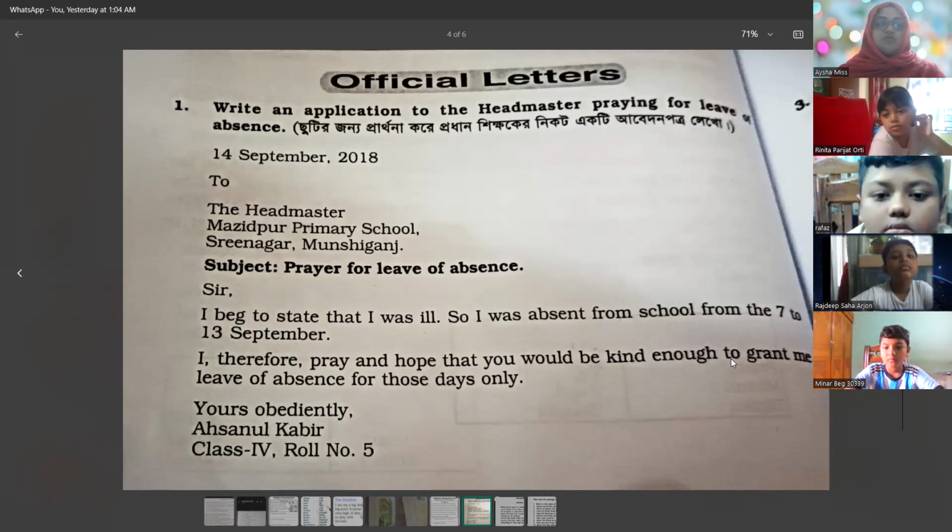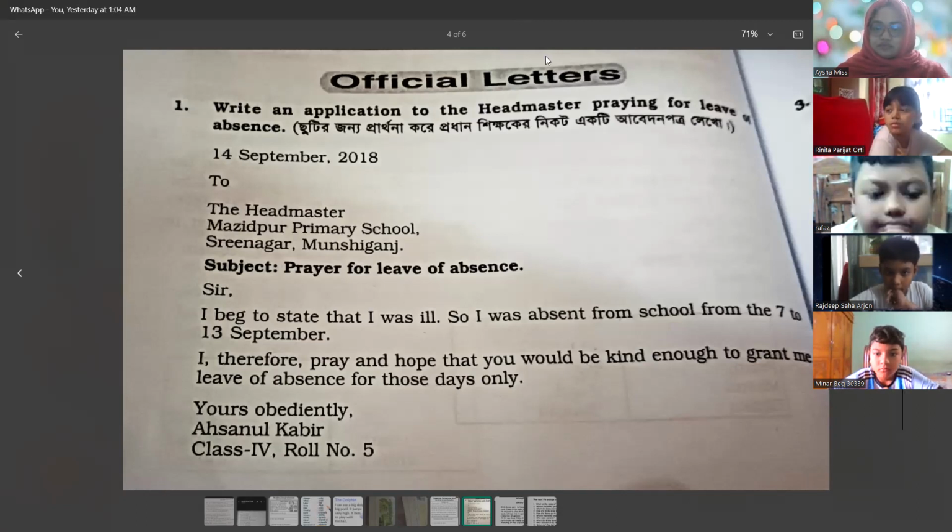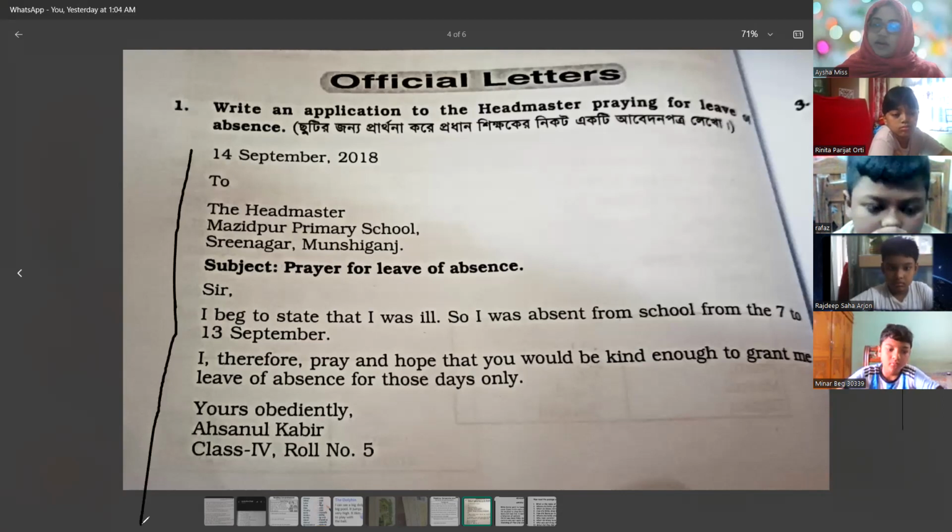The second rule is all the information, like the date and day, whom you are writing to, the subject and who you are. So we have to describe this, right? We have to say whom we are writing to, our address, the date. So all the things we will write on one side. Don't write the date here and the conclusion on the other side. No, all the things will be on the left side.